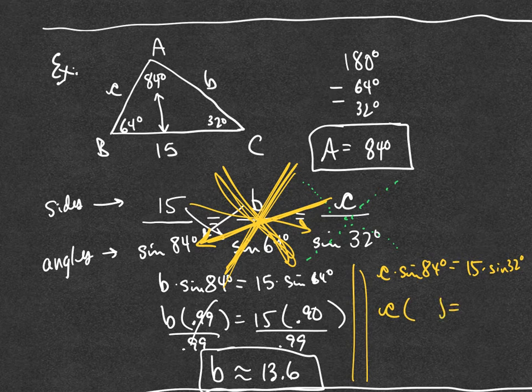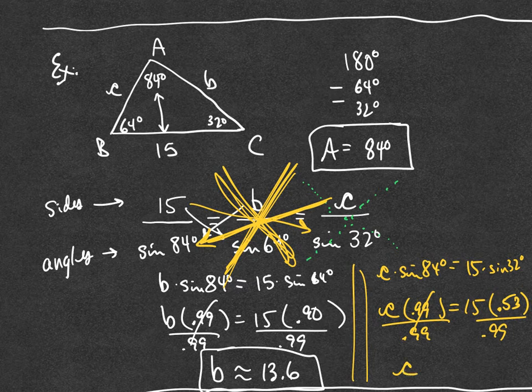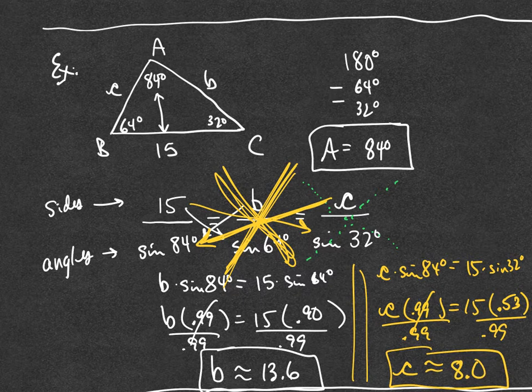Again, I've got a couple of sine values that I need to punch out with my calculator. The sine of 84, oops, I think I said that wrong. The sine of 84 is 0.99, and the sine of 32 is 0.53. So to solve for little c, we divide both sides by 0.99 so that those 9s cancel on the left-hand side. And then on the right-hand side, we have 15 times 0.53 divided by 0.99. And I got just a hair over 8. I'm just going to call it 8.0 so that you know I rounded it to the nearest tenth.